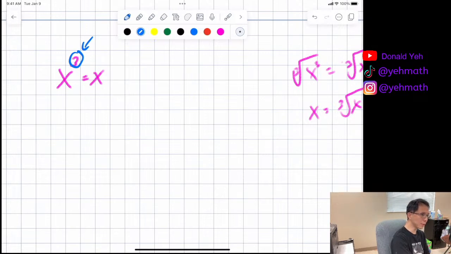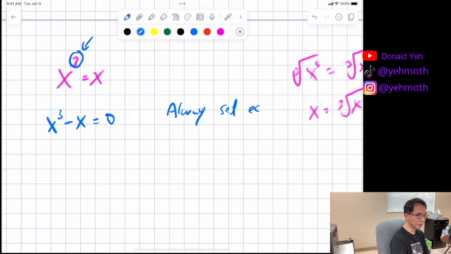So if this is 3, one of the best things is to set the equation equal to 0. Always set the equation equal to 0. So your first step is always to set the equation equal to 0. When do you set the equation to 0? When you have x more than 1, when you have x squared. Sometimes x squared you can solve using a square root.